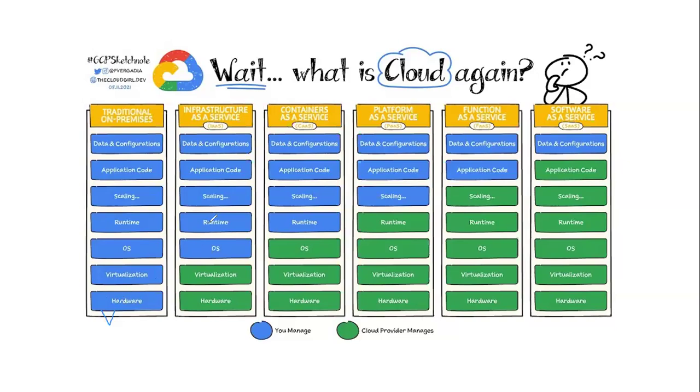Now, in infrastructure as a service, when do we use it? We need control, but we don't want to take the responsibility of how many servers I have to procure, and which virtualization hypervisor I have to use.